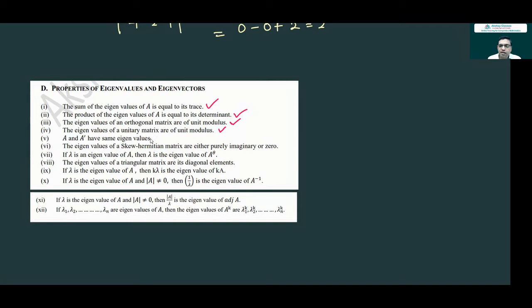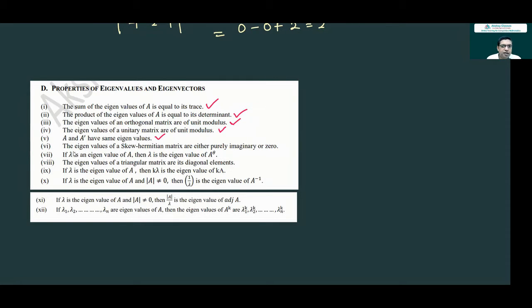So orthogonal matrix and unitary matrix are similar. Orthogonal matrix is A inverse is equal to A transpose, that is, A into A transpose is equal to I. For a unitary matrix, if A into A conjugate transpose is equal to I, it is a unitary matrix. For both of these, the eigenvalues are of unit modulus. Next, A and A transpose have the same eigenvalues.